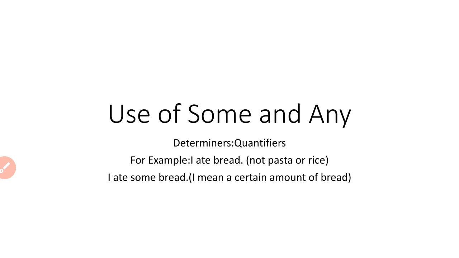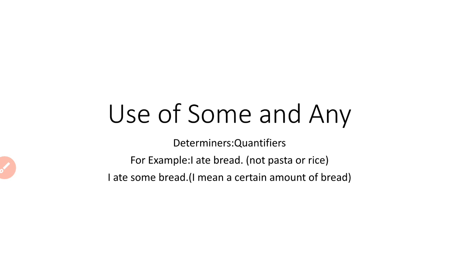Some and any are determiners. Do you know, students, what determiners are? Determiners are the words used before the noun to clarify the noun. Here we will study the determiners some and any. Some and any are quantifiers. As you all know, some means kuch.